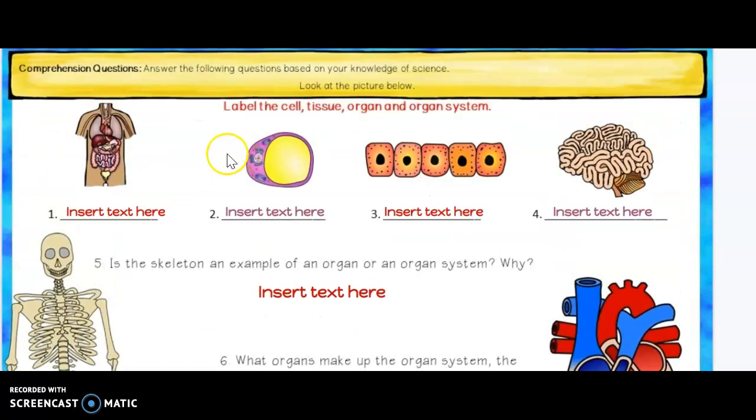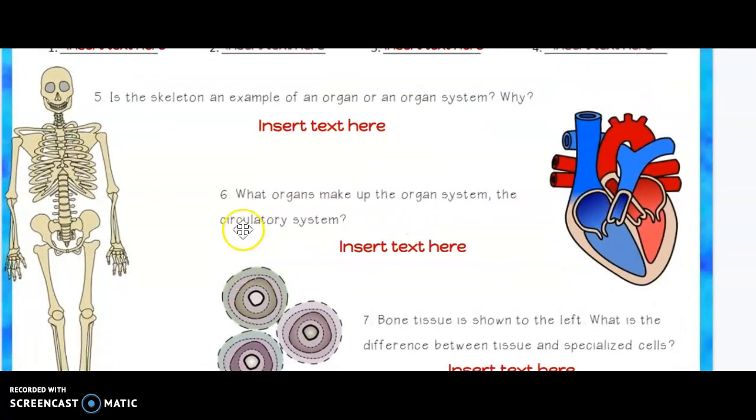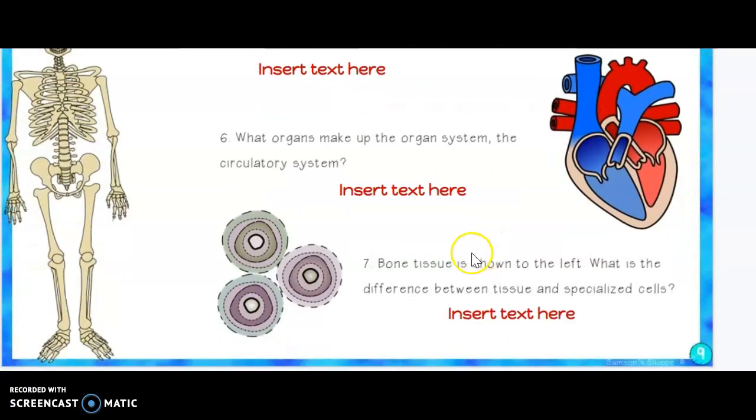You're then going to answer the following questions based on your knowledge of science. Look at the picture below. Label the cell, tissue, organ, and organ systems. So you need to label them here. What are they? So what part of the organizational system is the skeleton, an organ or an organ system? And what organs make up the organ system or the circulatory system? You need to insert those.